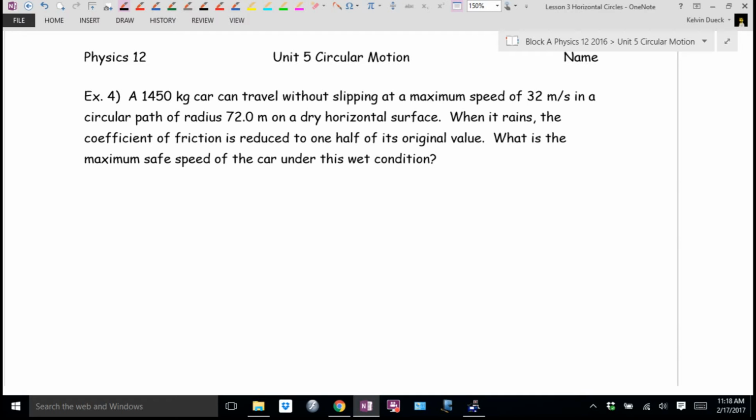It says this: a car can travel without slipping at a maximum speed of 32 meters per second in a circular path of radius 72 on a dry horizontal surface. By the way, this is going around a corner at about 100 kilometers per hour. This is a sports car. When it rains, the coefficient of friction is reduced to 1/2 its original value. What's the maximum safe speed of the car under this wet condition?